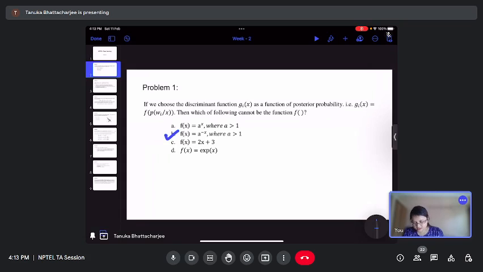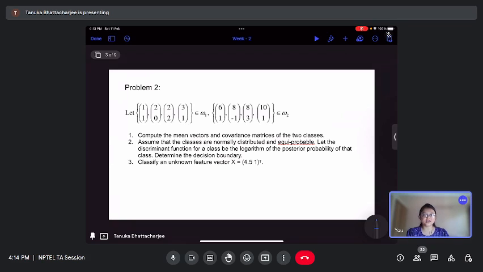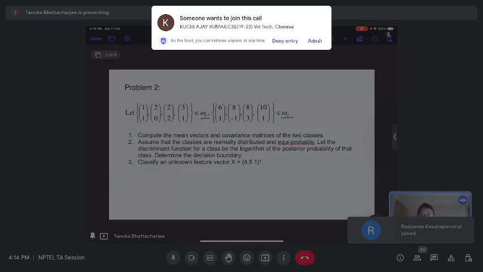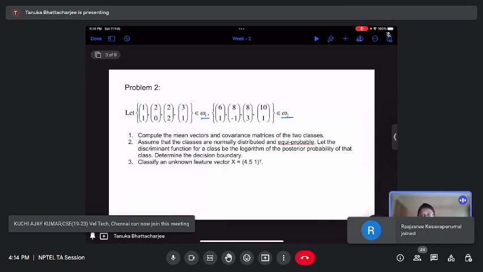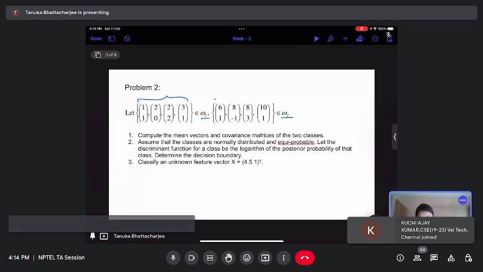Okay. Now, given that, let us take one example and try to compute these discriminant functions and decision boundaries and try to classify some unknown example. So, here in this problem, there are two classes, omega 1 and omega 2, and in both classes you have 4 samples known. So, this is basically your training data. All these 4 samples belong to class omega 1 and these 4 samples belong to class omega 2.